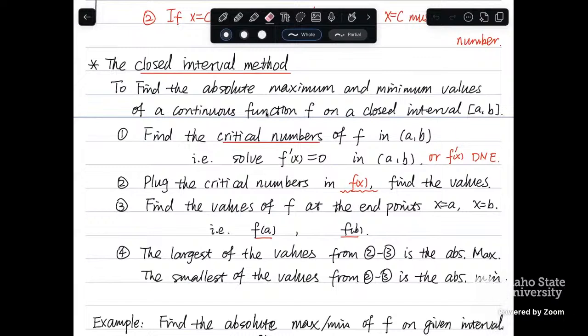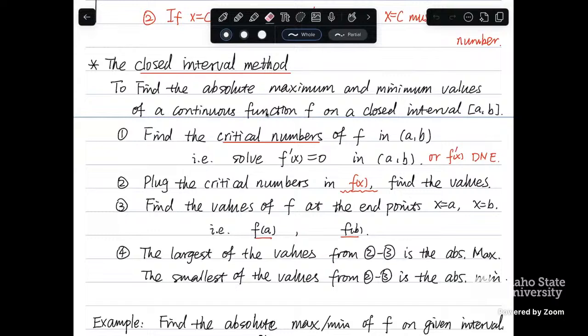Last time we also discussed this so-called closed interval method. Closed interval method is one way to find the maximum value, minimum value for a continuous function defined on a closed interval. Okay, and this is important. The function must be continuous. That's the first criterion. The second condition is this function must be defined on this closed interval. If it's open, then you may not find the maximum value, minimum value.